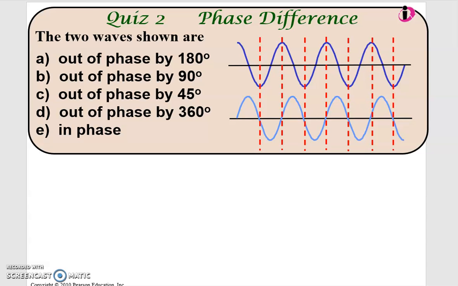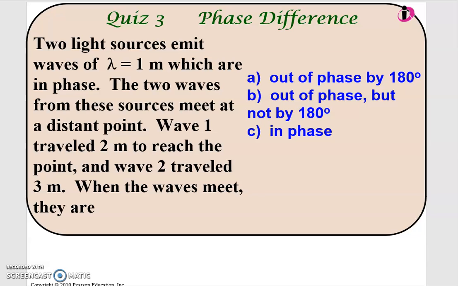Now let's check the third conceptual quiz. If you have two light sources that emit a wave with lambda equal to 1, which are in phase, and now the two waves from the sources meet at some point. You don't know where it is, but now the information is given. Wave 1 will travel 2 meters to reach that point, and wave 2 will travel 3 meters in order to reach there. So when the waves meet, are they out of phase or in phase?